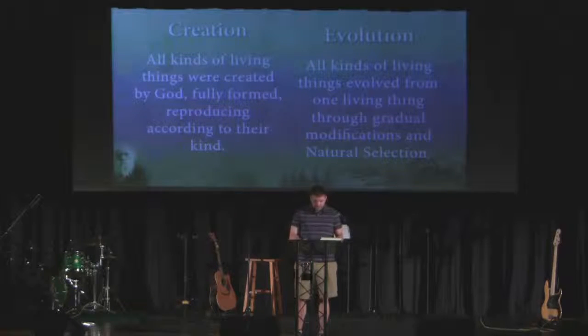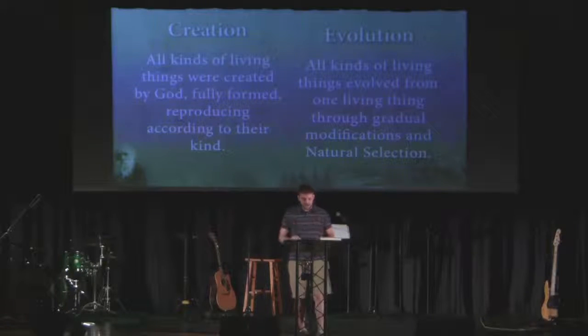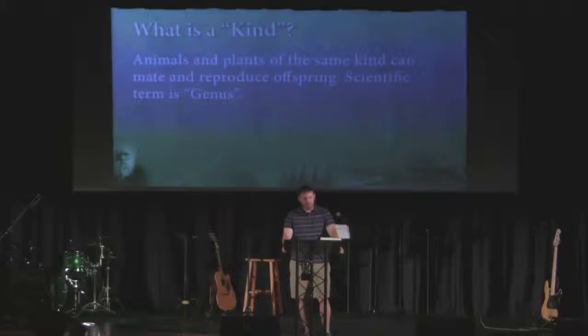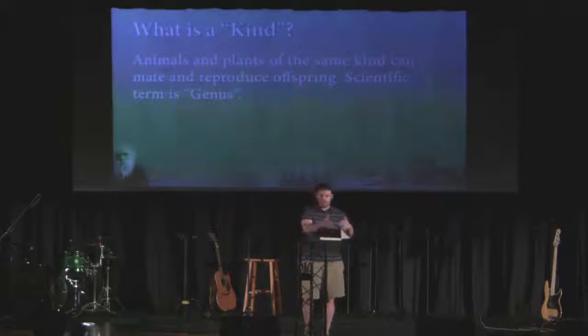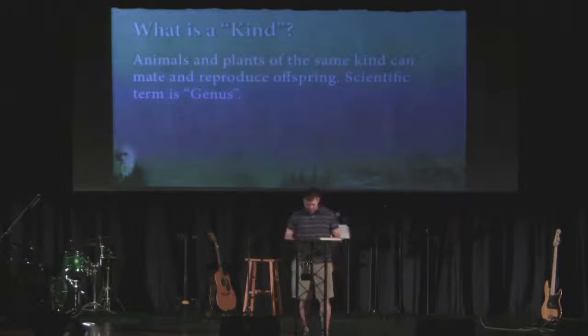What do we see today? Well, first, let me give you a quick definition. What is a kind? Animals and plants of the same kind can mate and reproduce offspring. The scientific term is genus. So basically, any two dogs can reproduce another dog, but a dog and a cat cannot produce anything. So a kind is simply a type of animal, a genus, a kind.